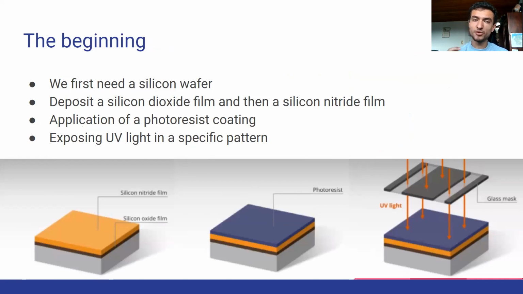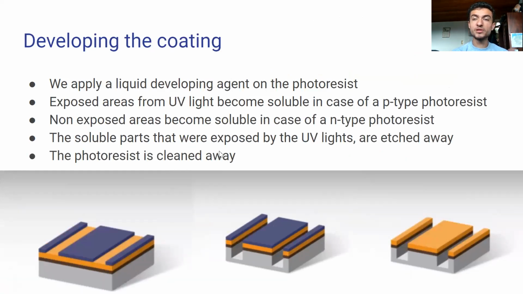After we have a silicon wafer, we deposit a silicon dioxide film and then a silicon nitride film on top of it. We start by applying a photoresist coating, and then we expose it with UV light in a specific pattern, as you can see in the image below. Now, we need to develop the coating. We apply a liquid developing agent on the photoresist.